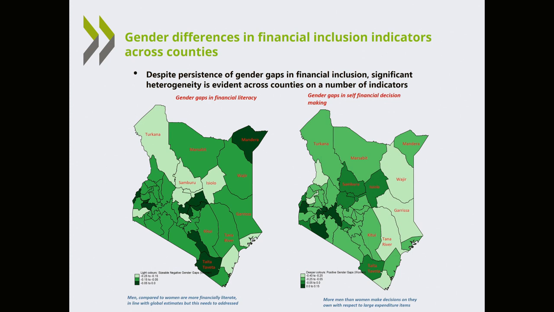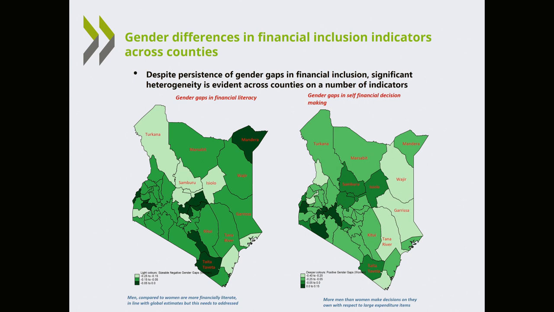Similarly, he looks at the gender gaps in financial decision making. Again, Wajir, Garissa, Tana River are some of the counties where men are more likely to make financial decisions than women. But we also see the reverse is the case in some of those counties in the West. And again, this doesn't seem to necessarily correlate with women's level of financial literacy. So it's not necessarily the case that when women have a greater understanding than men, for example, of how to read a transaction or calculate an interest rate, that that is also related to their economic empowerment in terms of financial decision making.